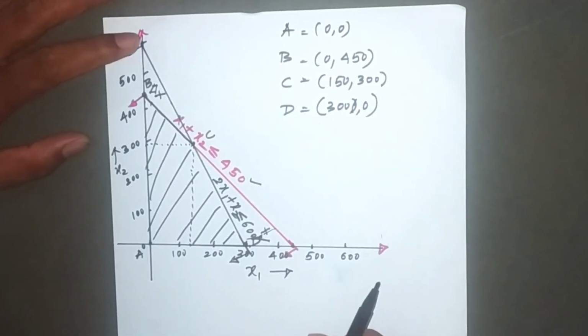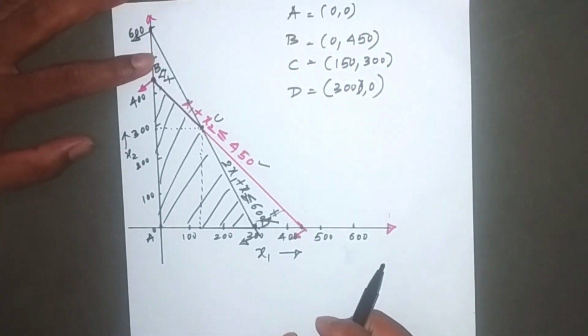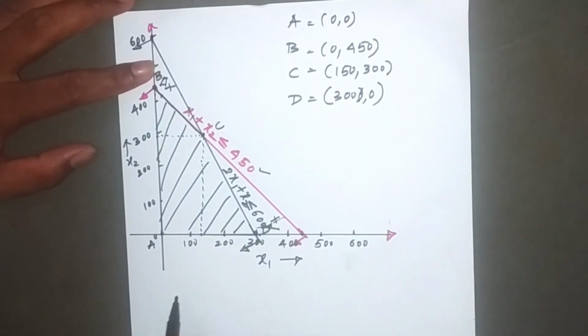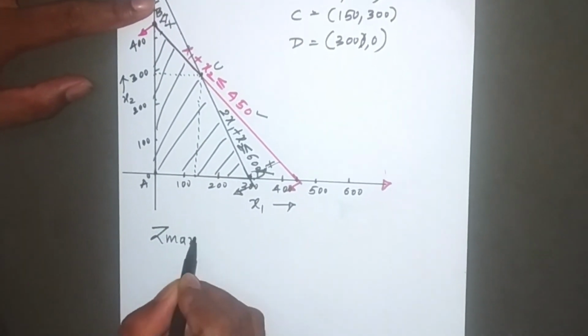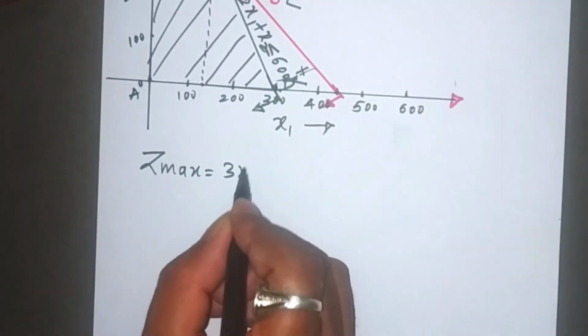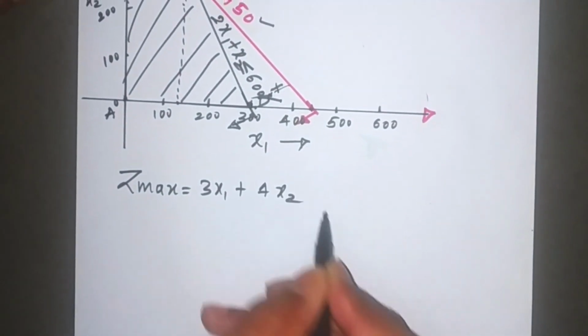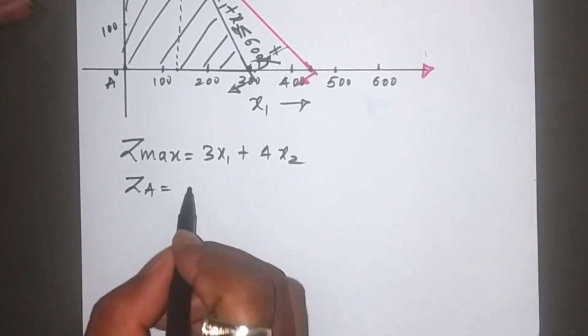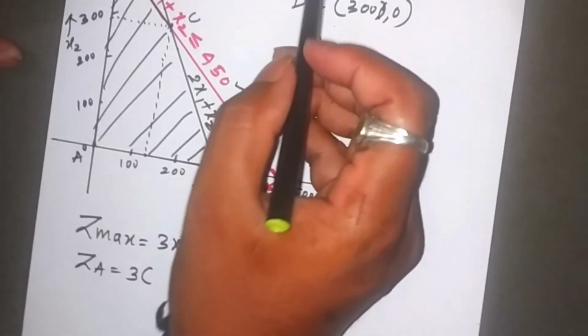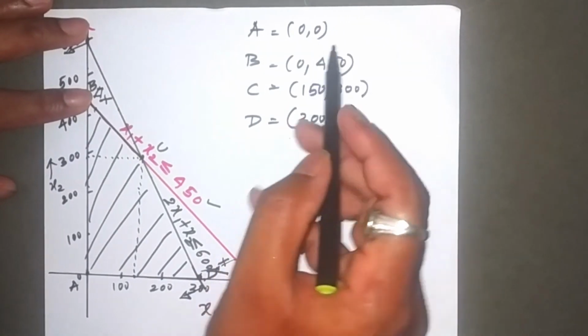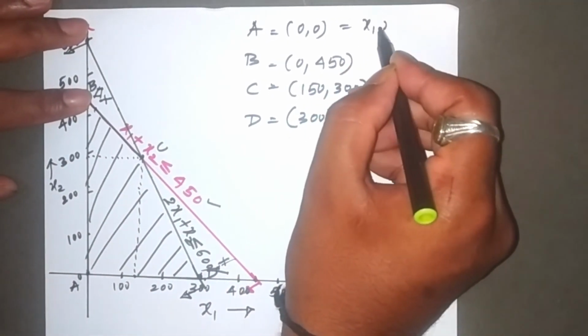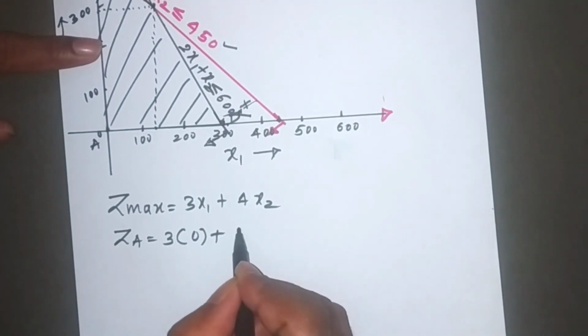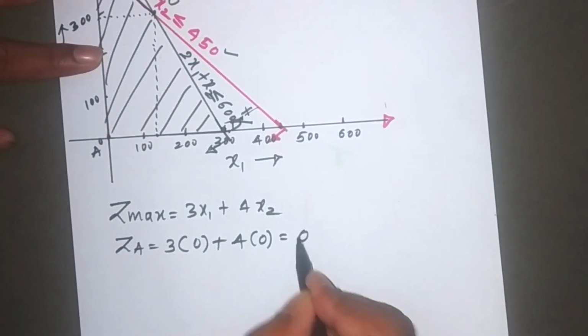Now the last step is to substitute these values into the objective function. My Z max equation is 3x1 plus 4x2. I'll substitute the values of A coordinates in this equation. The values of A here are 0 comma 0, which is nothing but x1 comma x2. So here 3 into 0 plus 4 into 0, you will get 0 as the answer.